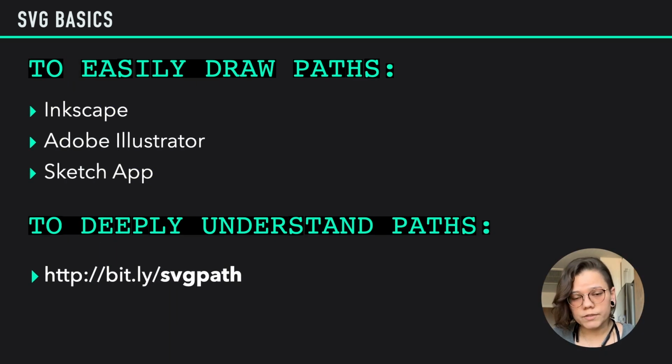It's important to understand how SVGs work because without that you can't actually animate them. But for drawing the SVGs, I would actually recommend you use a program like Inkscape, Adobe Illustrator, or Sketch app. There are many programs that you can use to draw SVGs, and then you don't have to write, for example, paths by yourself, which, as I mentioned before, can be super complex. If you want to deeply understand how paths work, though, I recommend you read this article that you can see the link on the screen now.